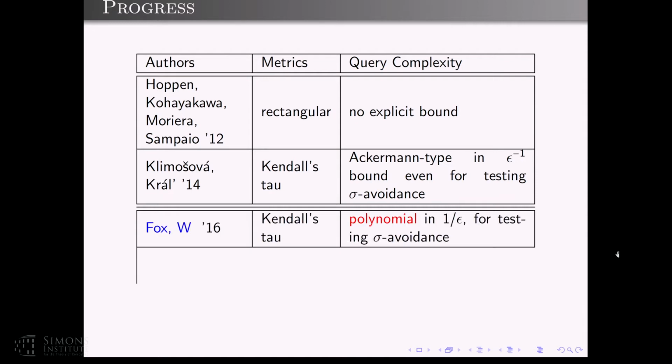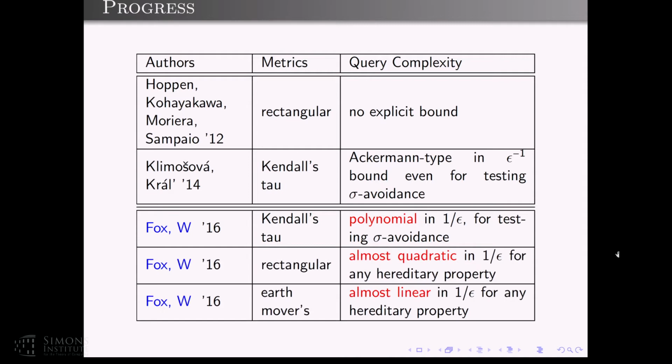And we improved the bound with respect to the Kendall's tau distance, and it gives query complexity polynomial in 1 over epsilon for testing sigma avoidance, by using the same natural tester. And we came up with another tester which gives a better bound with respect to the rectangular distance, and is almost quadratic in 1 over epsilon. But I have to say, this tester is going to be two-sided. If we allow it to be one-sided, then the bound is going to be worse. But for typical properties, it's still going to be polynomial.